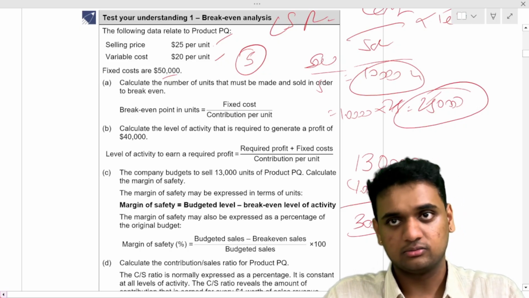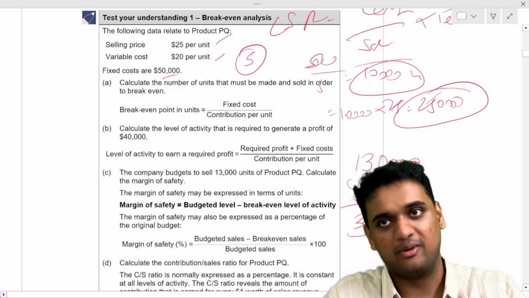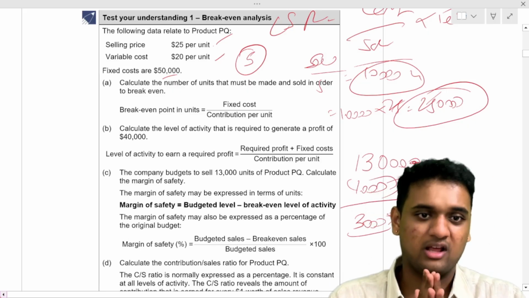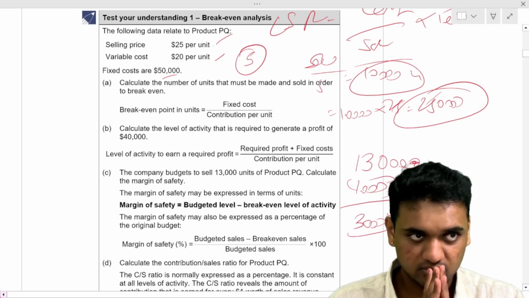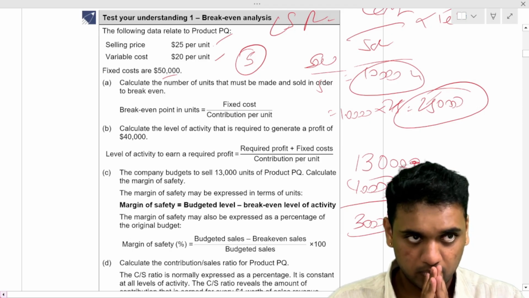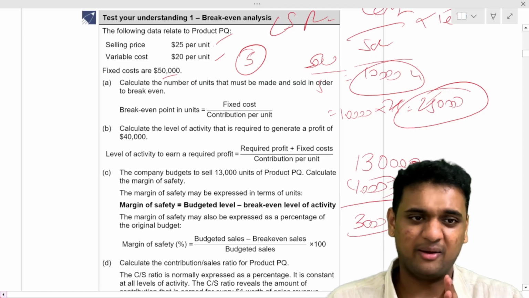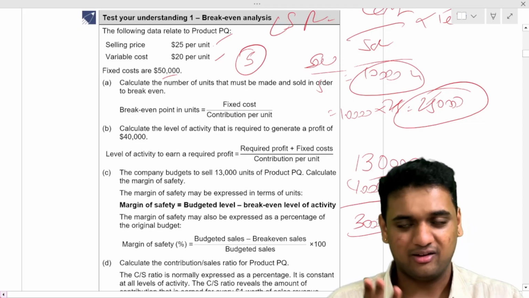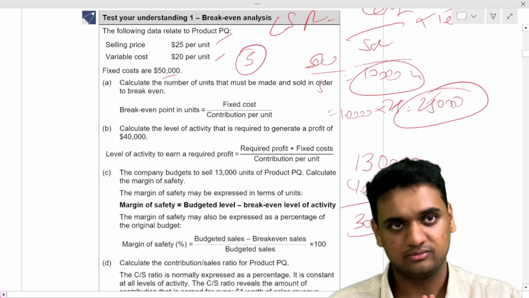20%, we have one answer. CS ratio is contribution divided by sales. One more answer, we have 25%. What is contribution per unit? 5. Divided by what is sales per unit? 25. 5 divided by 25 into 100, you will get 20%.